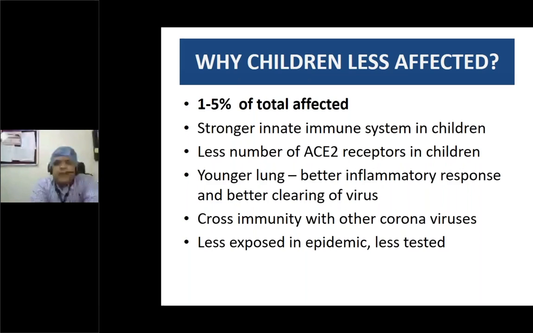And children do have fewer ACE2 receptors. Three, most of the children are exposed to frequent episodes of cough and cold, which may be because of other viruses, and hence they mount a very good inflammatory response, thereby promoting better clearance of viruses. Four, there may be cross immunity with other older types of coronaviruses.